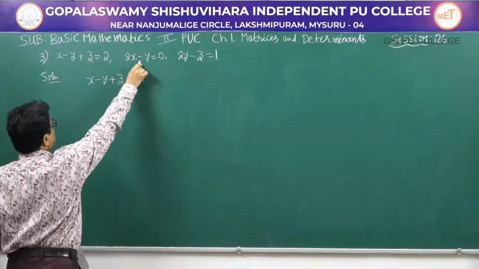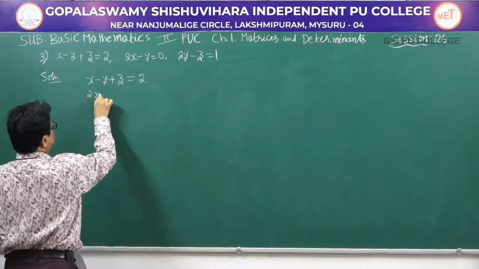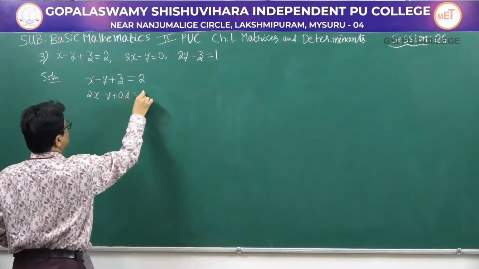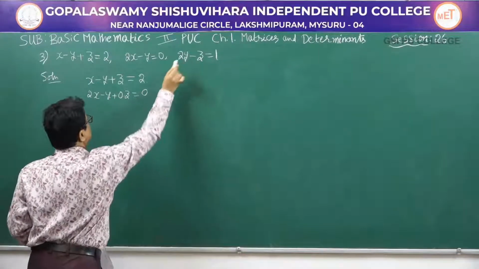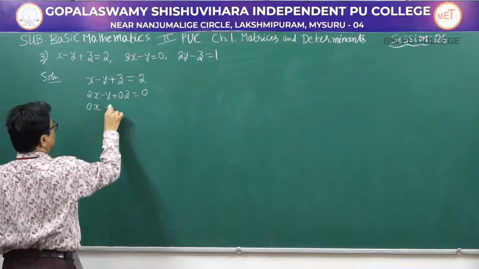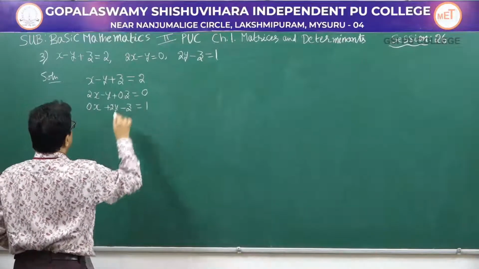In the second equation, the z term is absent, so 2x minus y plus 0 into z is equal to 0. In the third equation, the x term is absent, so 0 into x plus 2y minus z will be equal to 1.